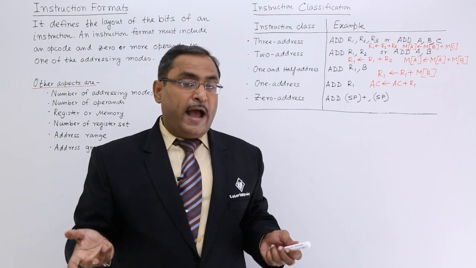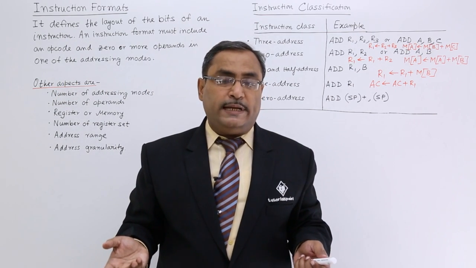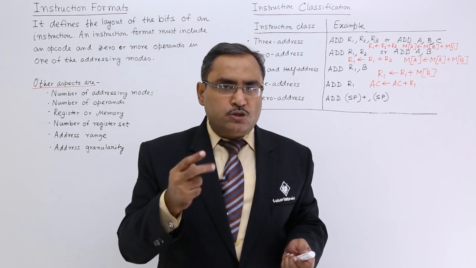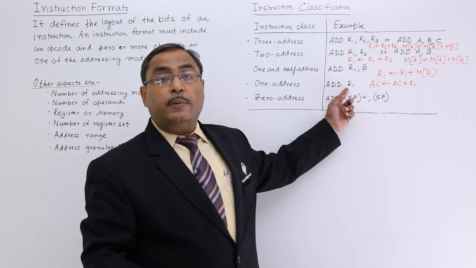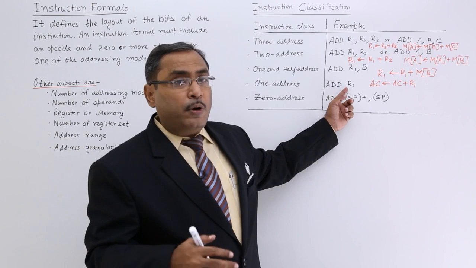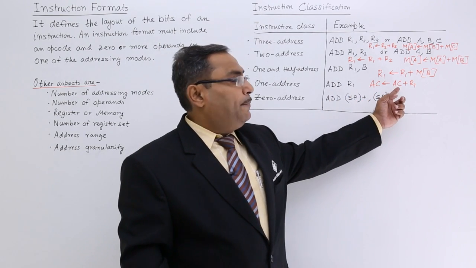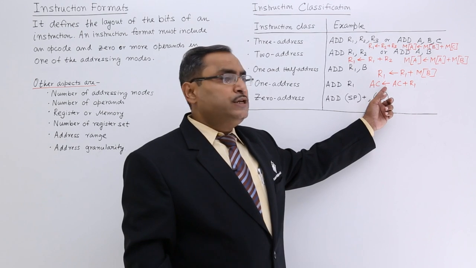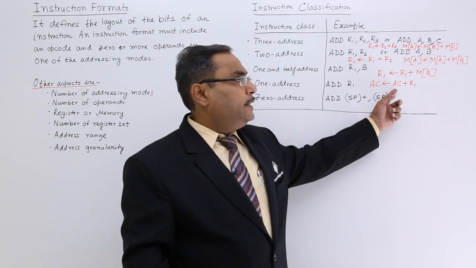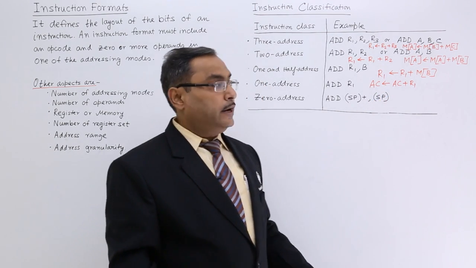because you know that addition is a binary operation. It always requires 2 operands to be operated on. Here I have mentioned one of them in the register R1, but what about the other one? The other one will be kept by default in the accumulator. So the accumulator will be initialized with the accumulator's current content plus the R1 register's content.